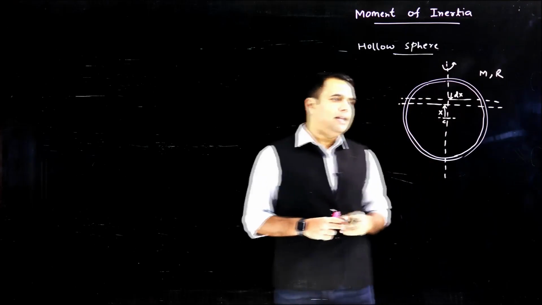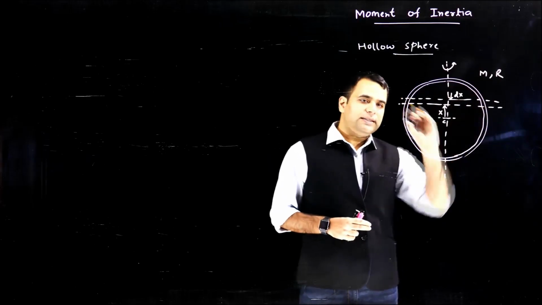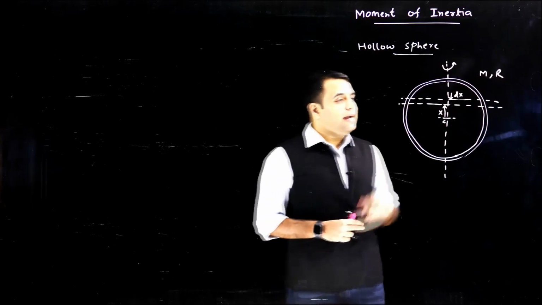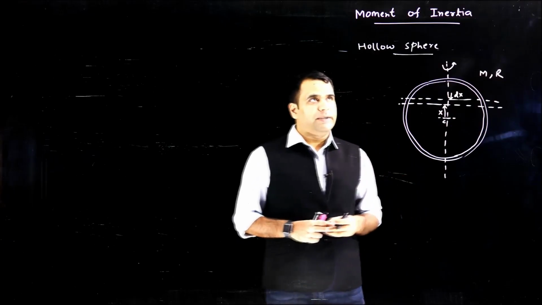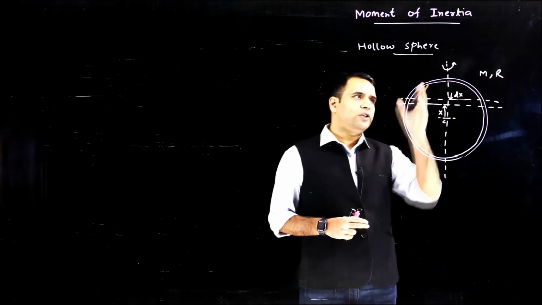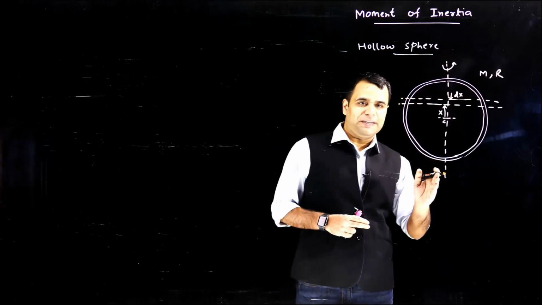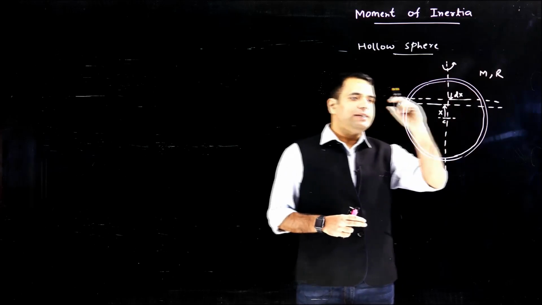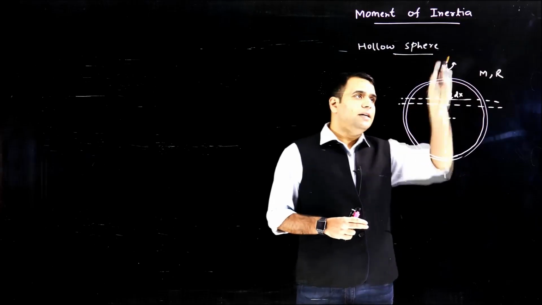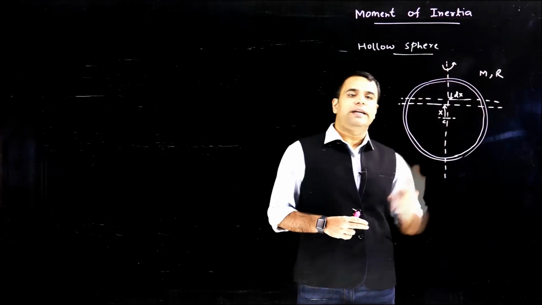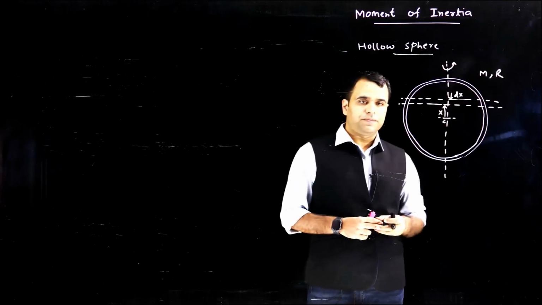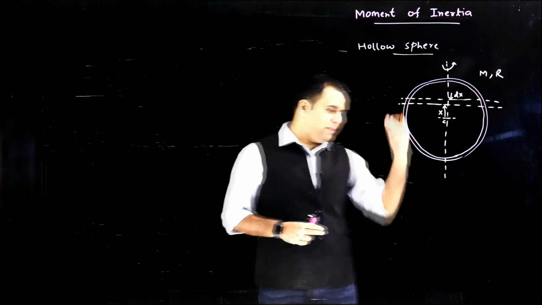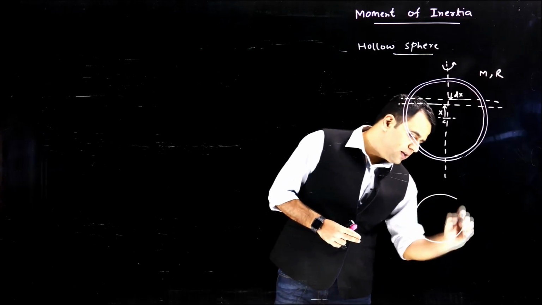This element will be a circular element, like a ring kind of element, and we know the moment of inertia for a ring. Now, we are calculating the moment of inertia of the hollow sphere about the diameter. For this ring element, the diameter passes through the center of the element and is perpendicular to its plane.